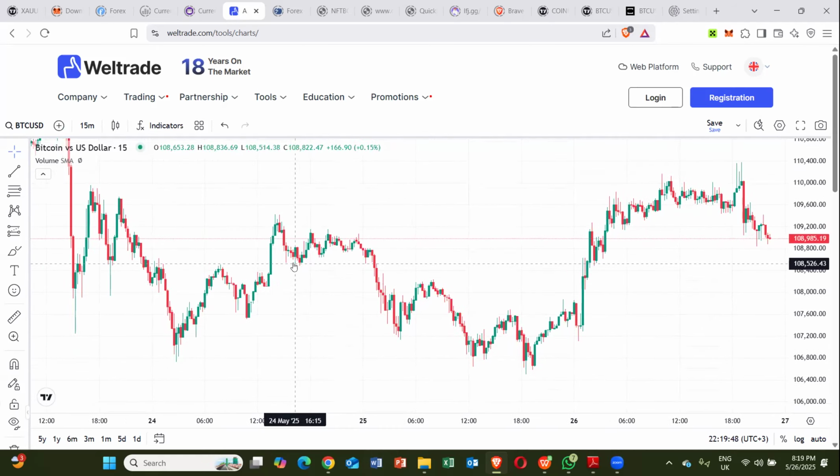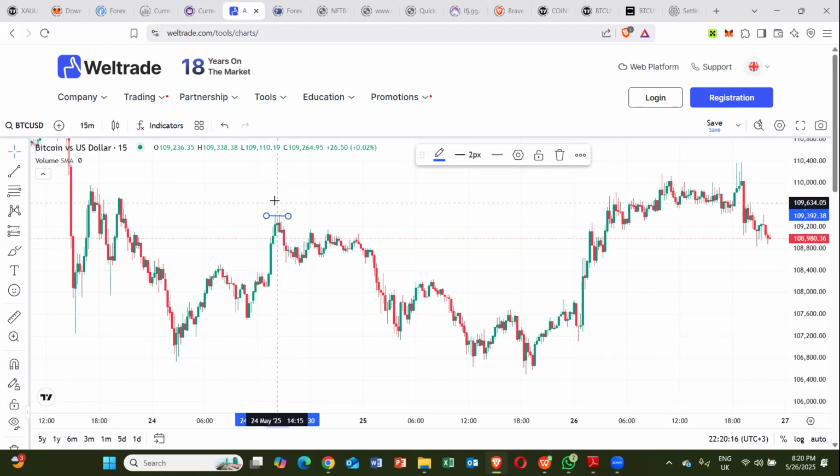Now, this market was trending down from this level. It created this high. This is the low. Now, this next high was not able to swallow this one, and it broke below this previous low. Now, this is a high that was created. So we'll call this a high.